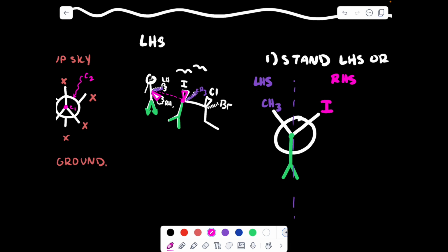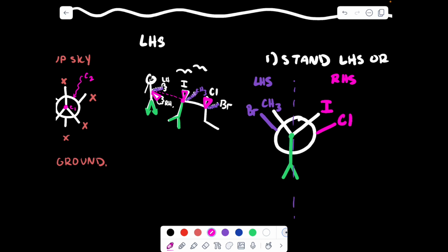So now, after you've established the front of the Newman projection, and we'll do another example where I'm going to stand from the right-hand side and see how this changes. Wedges are on the same side, and dashes are on the same side. So now I'm going to say, okay, where's the bromine? The bromine is also on a dash. The bromine is also pointed in the up direction behind the CH3 group. And then the chlorine is pointed in the up direction right behind the iodine.